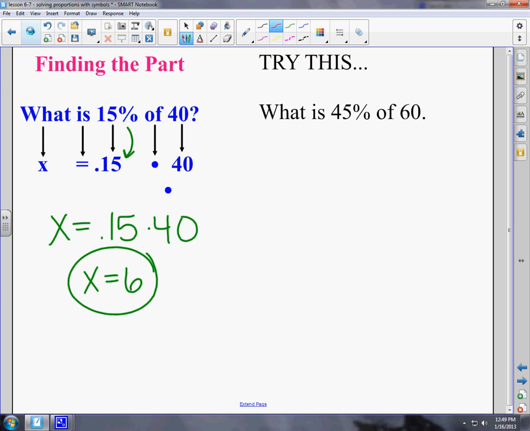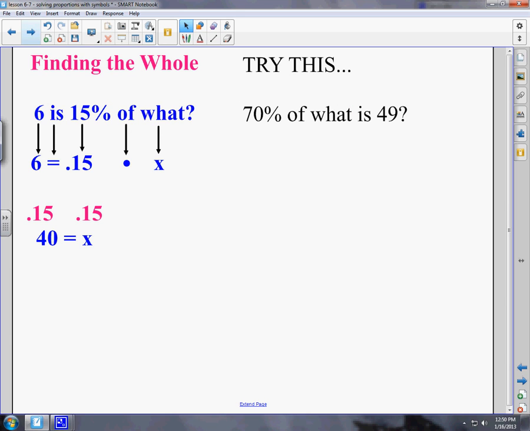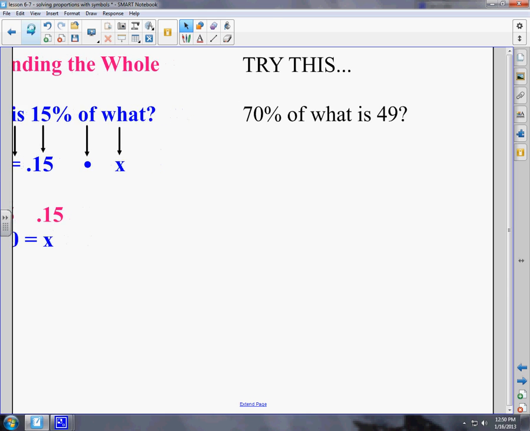So what is 45% of 60? What is my X? Is equals 45%. I'm going to change that to 0.45. Of is multiplication, and then 60. So I do 0.45 times 60, and I get X equals 27. So this way does require a little bit less work than having to make the proportion, cross multiply, and get the equation.